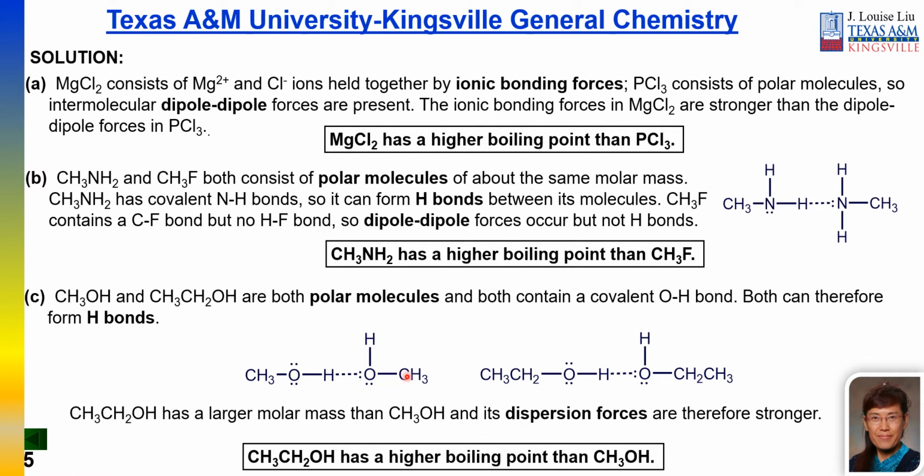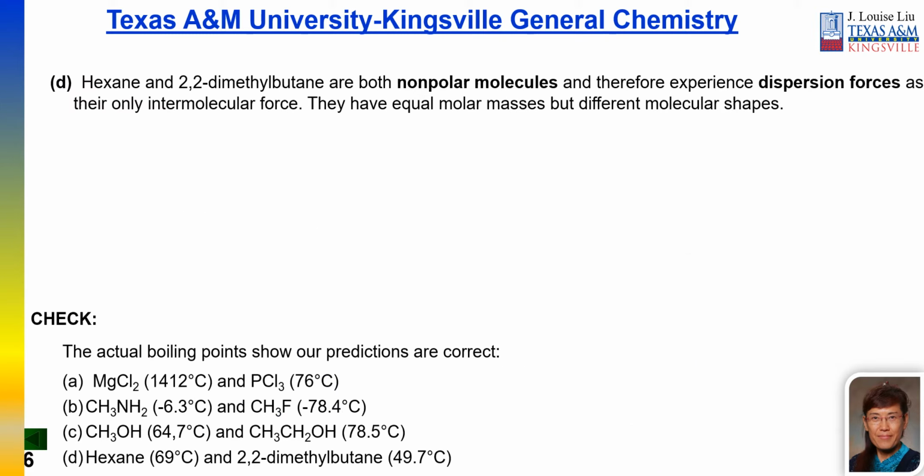In this case, what's the major difference? The major difference will be the molar mass. The one that has bigger molar mass will be subject to the stronger London dispersion. Therefore, the second molecule, ethanol, has a higher boiling point than methanol.